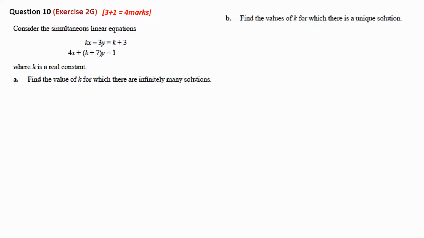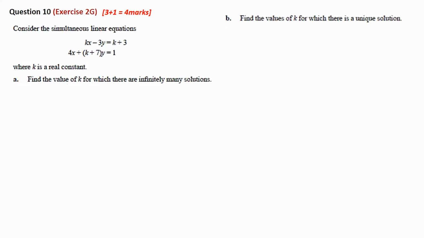Find the value of k for which there are infinitely many solutions. Now that you understand, infinitely many solutions only occur when? The inverse? Yeah, what about the inverse? When it doesn't exist. But when won't the inverse exist? Yeah, when the determinant AD minus BC equals 0. So that's your first step. That's what you should be doing. Or you can follow the steps I just showed you, rewrite it as a matrix, see if the inverse exists, and you know that inverse will not exist for these solutions.